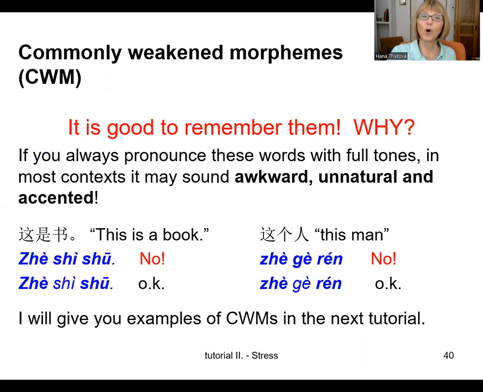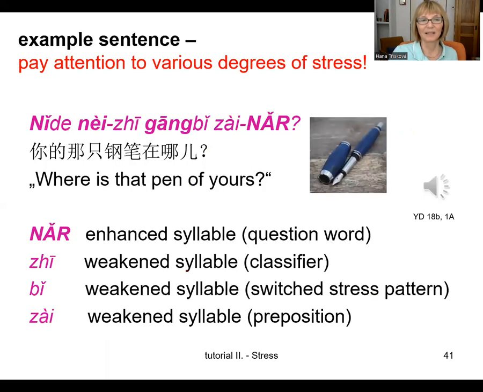Why? If you always pronounce these words with full tones, in most contexts, it may sound awkward, unnatural, and accented. And this is something you may not want. For instance, 这是书, it's no good. 这是书, it's better. 这个人, no good. 这个人, better. I will give you examples of commonly weakened morphemes in the next tutorial.